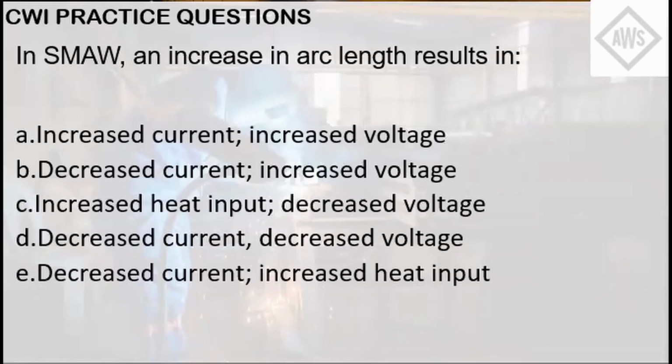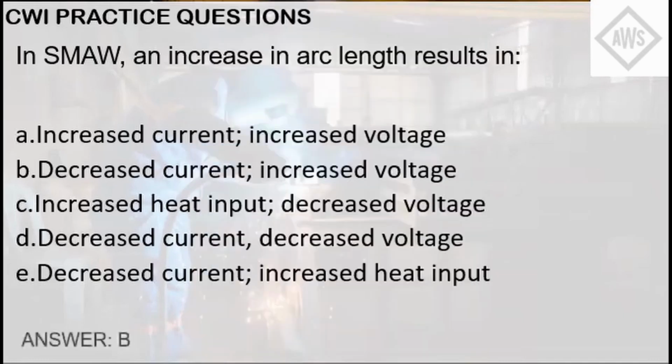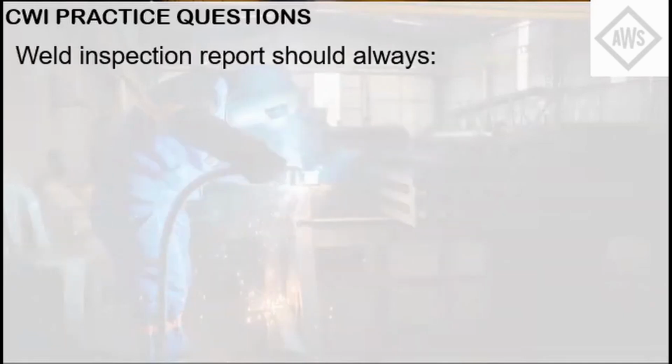As a welder increases the arc length, the resistance in the welding circuit also increases because of the larger gap between the electrode and the base metal. As seen here in the voltage-current graph of SMAW, the increase in resistance caused a slight decrease in the current flow across the gap, in this case 10%. This decrease results in a significant increase in voltage, in this example 32%, supplied by the power source, which limits the drop in current. So, from the choices below, the answer is letter B. Decreased current, increased voltage. Next question.